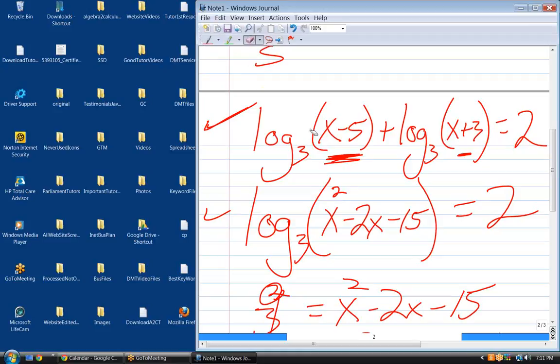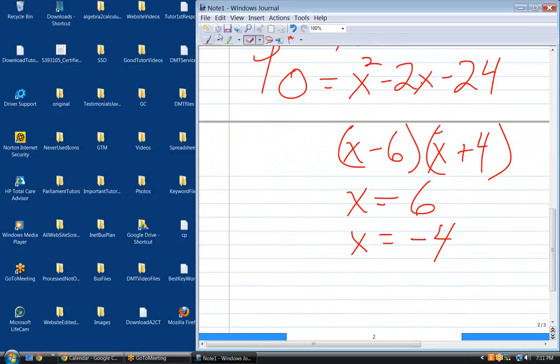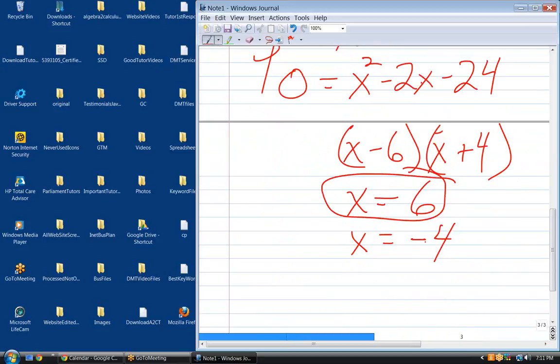The positive 6 does not. That'll make that 1, that'll make that 9. No domain violations with the positive number. So that's the answer. You got to be a little careful. It's not always just the negative numbers that violate the domain.